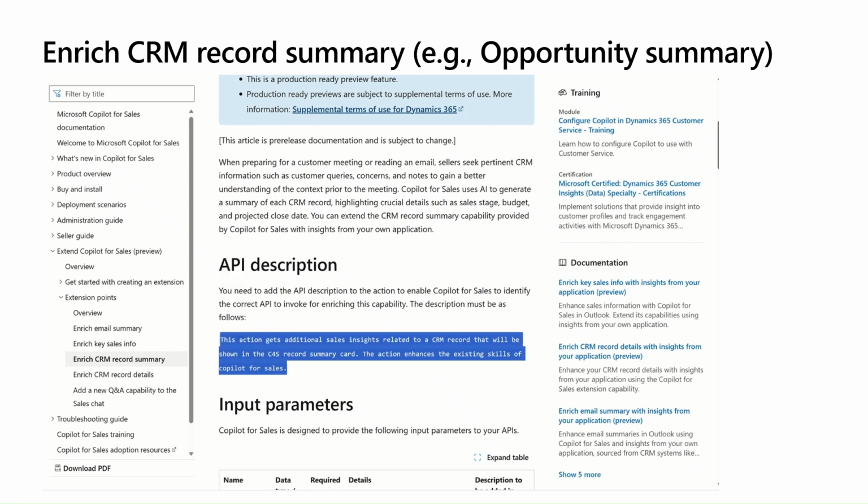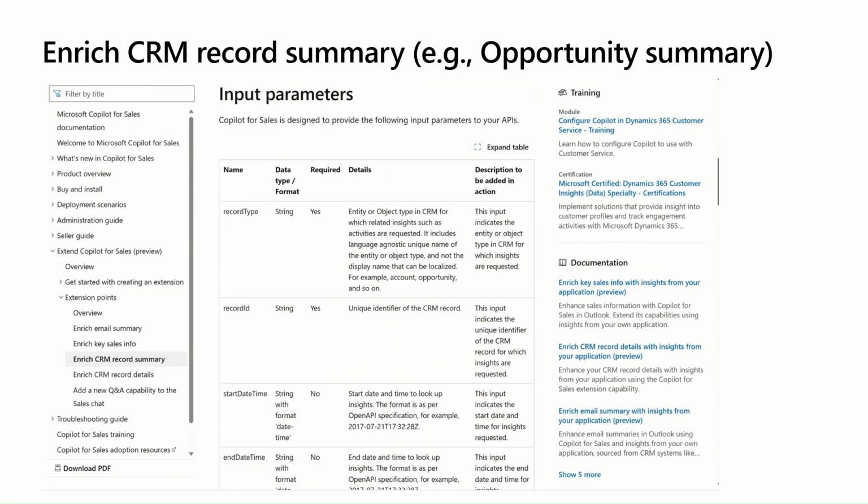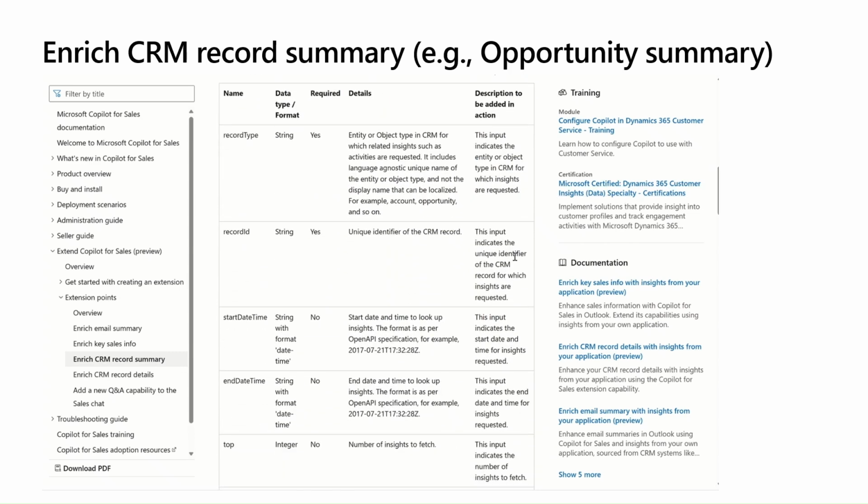Let's have a quick look at the input parameters. We have 8 different input parameters here, but only the first 2 are the required ones, the record type and the record ID. Again, the input parameter names can be totally different in your custom connector or in your API. But this description will tell the Copilot where to pass those values.